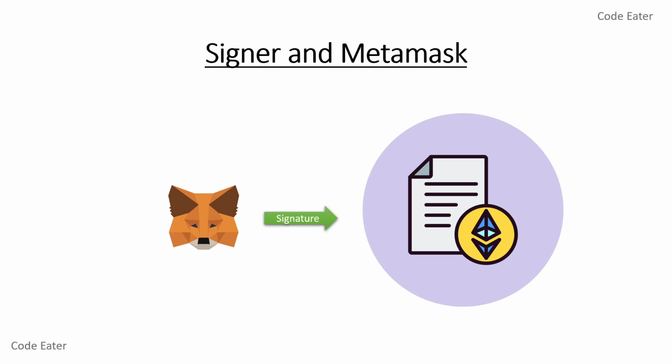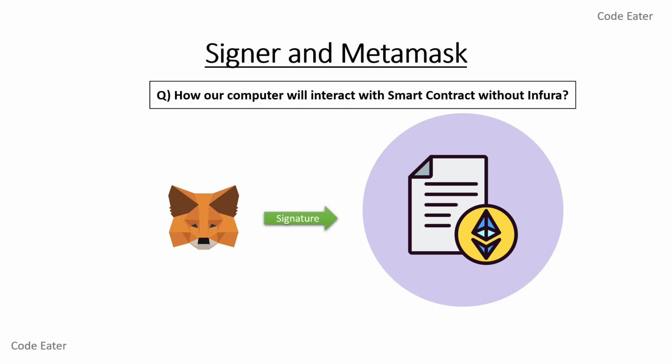So the answer for this is very simple. The reason is that MetaMask is already using Infura at the backend. Yes, MetaMask is actually using Infura at the backend, and that's why we do not need to have a separate Infura in my code. And let me show you that.